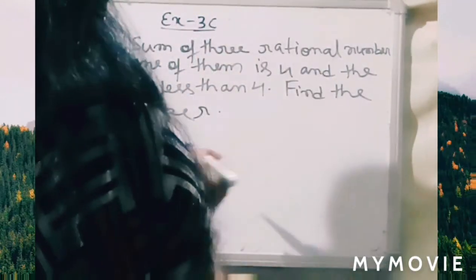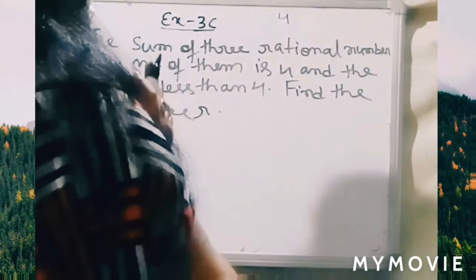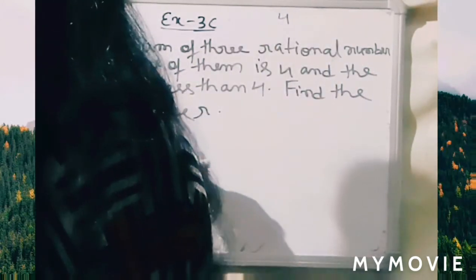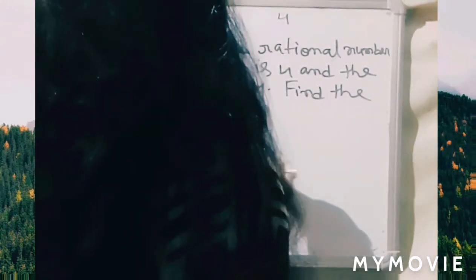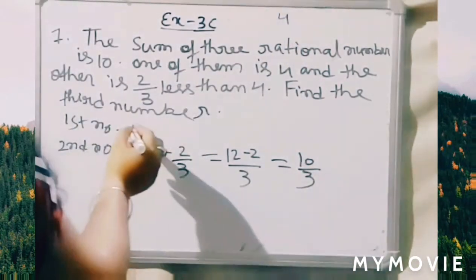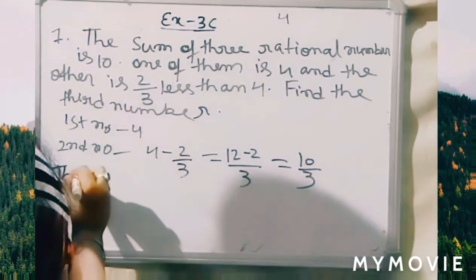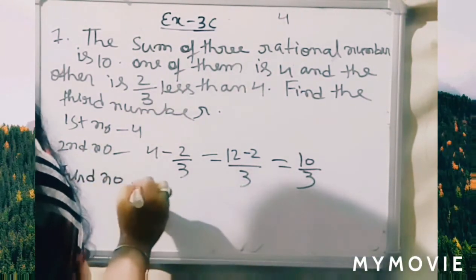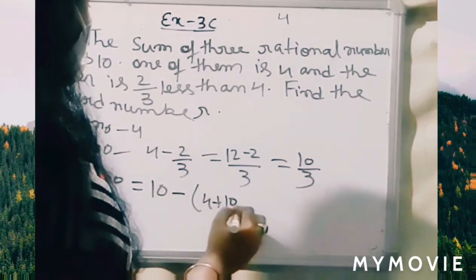2 by 3 less than 4. Okay, 4 is there and it is less than 2 by 3. You will subtract 2 by 3. 3 fours are 12, 12 minus 2 by 3. Your answer will be 10 by 3. Now you have got the first number and second number. Now how will you get the third number? The third number will be 10 minus the sum of these two numbers.